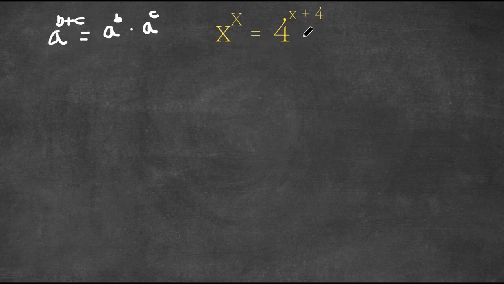So this is exactly what we're going to do with 4 to the power of x plus 4. This means that 4 to the power of x plus 4 is equal to 4 to the power of x times 4 to the power of 4, because x is b in this case and 4 is c in this case. And this is still equal to x to the power of x.